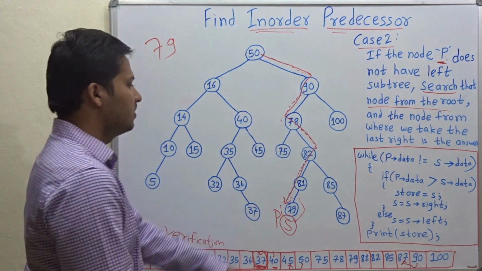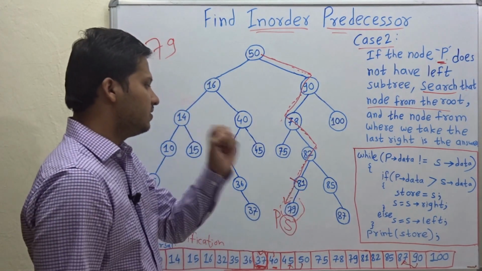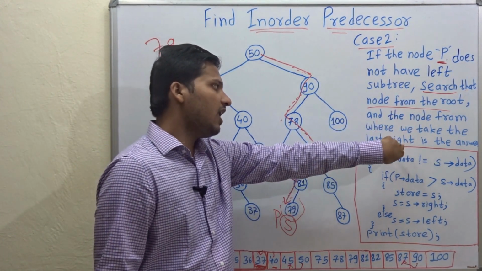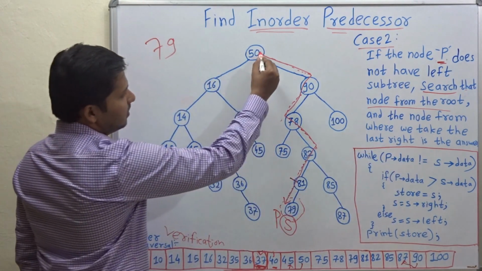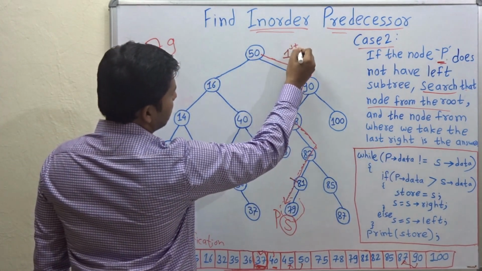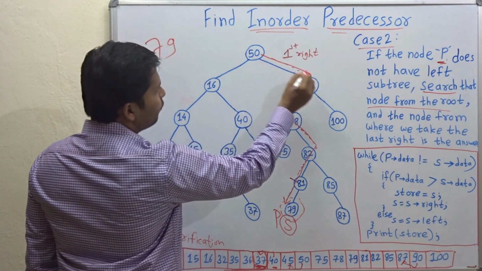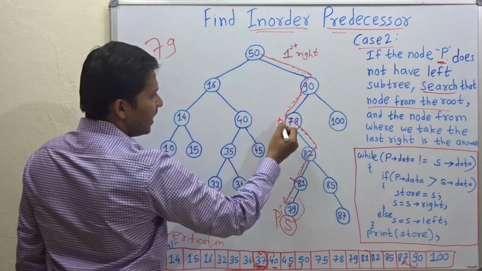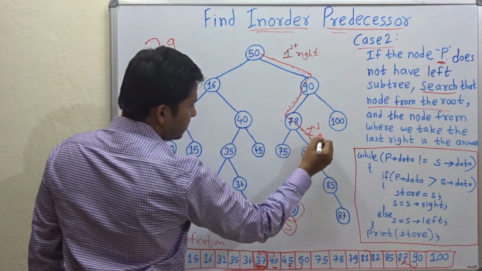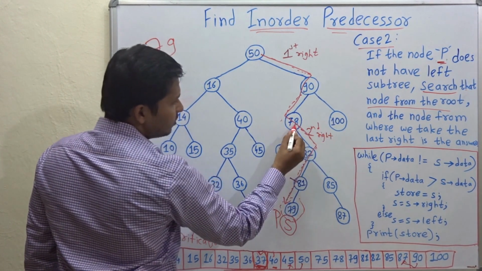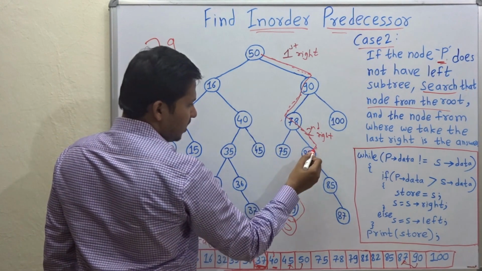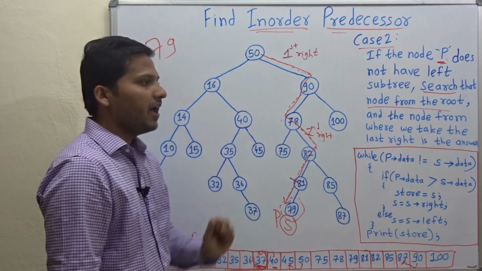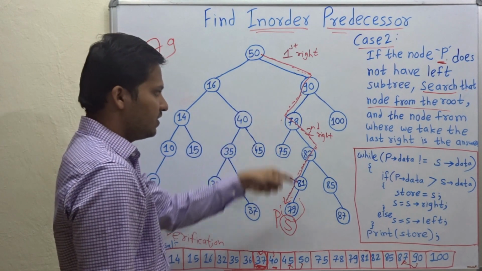In this search path, what is the last right turn? What it says is, in this search path, where is the last right? See here, this is the first right movement, meaning the first time we went to the right child. Then this is left, and this is the second right turn, meaning the second time we went to the right child. Then again left. So these are the two right turns we have taken in this search traversal.